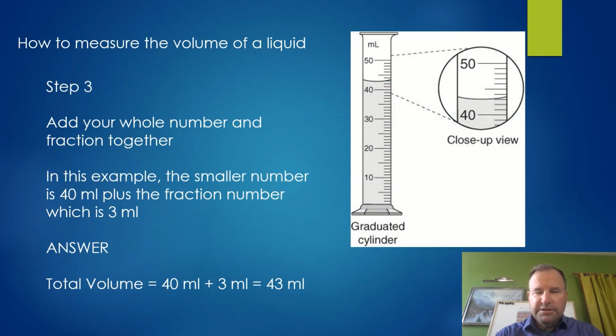Now, how do we measure the volume of the liquid? Well, we've got 40 here, and we're adding the bits and pieces. We've got 1, 2, 3, and that's 3 increments, which happen to be 3 mils. So if we add the 40 together with the 3 mils, we get a total of 43 mils. Now, in the next slides, we're going to work out how we work out a scale. Let's have a go.